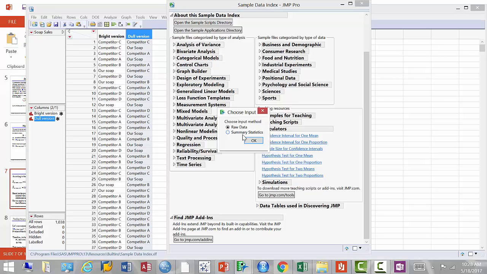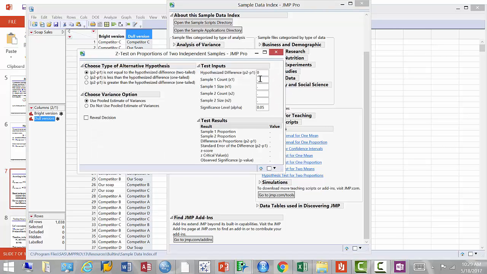Well, we already have summary statistics, right? Brightly colored soap sold 180 bars out of 904, and dull colored soap different numbers. So I'm going to pick summary statistics. You can pick either one of them actually, okay? If you feed the raw data into the calculator, it will do all calculations for you. But let's see how it works with summary statistics. So I'm going to say OK.